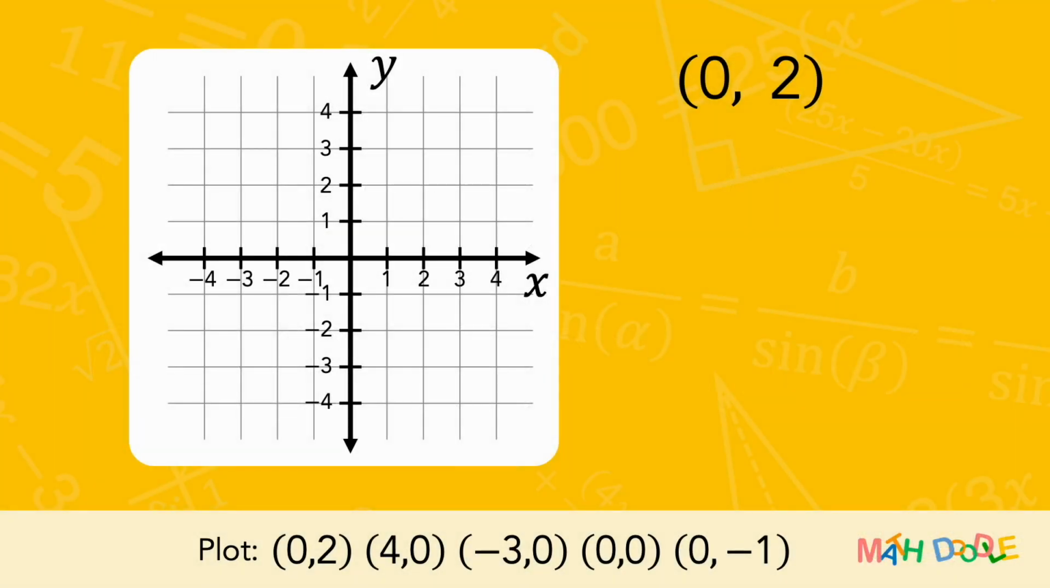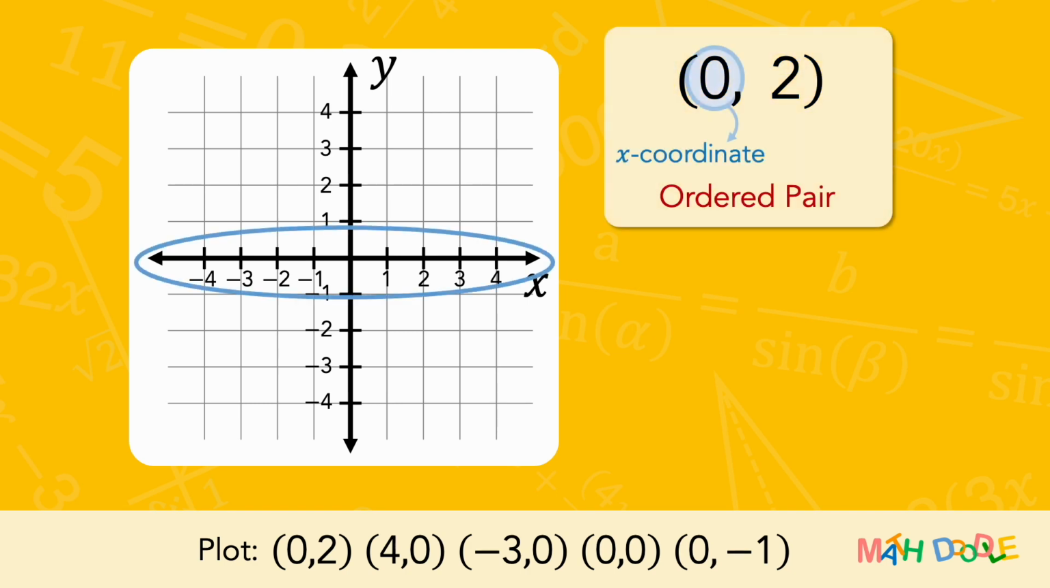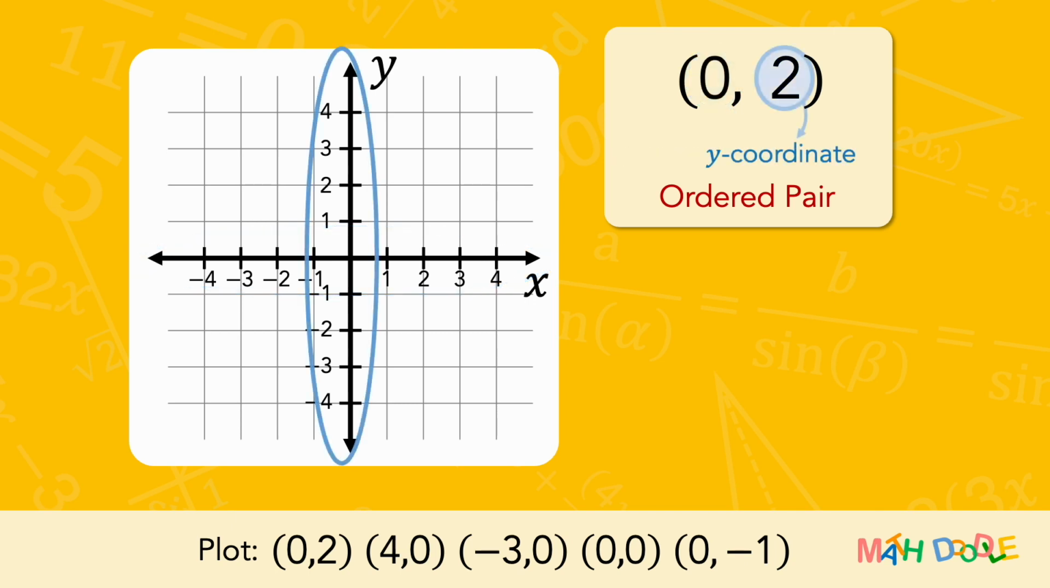To plot this point in a coordinate system, let's first look at the ordered pair. The first number of an ordered pair indicates the x-coordinate, and it tells us the horizontal position of the point. The second number indicates the y-coordinate, and it tells us the vertical position of the point.